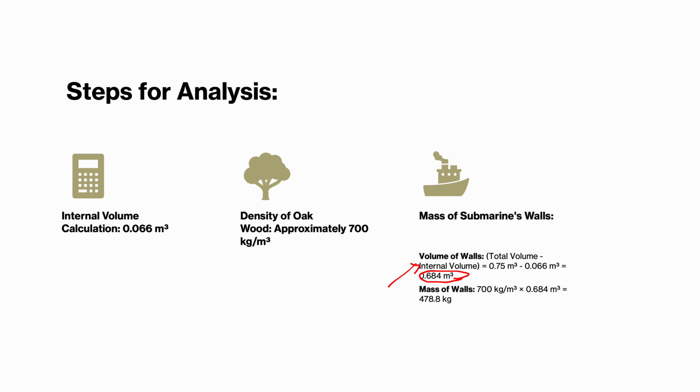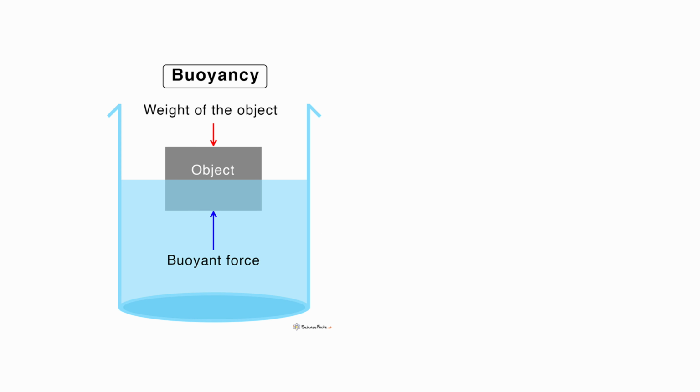So what is the mass? We will multiply the density of oak wood with the wall volume, and we will get the total mass of this submarine, which is equal to 478.8 kilogram. So the next thing would be calculating the buoyancy factor.